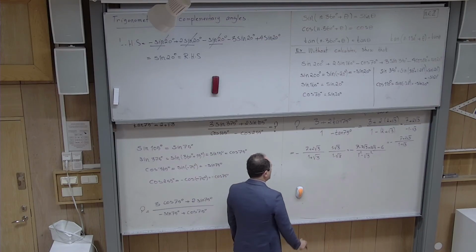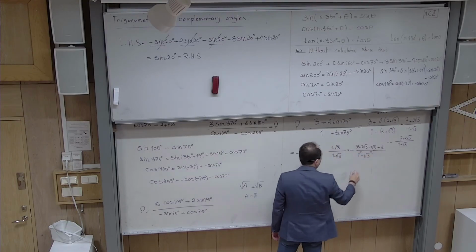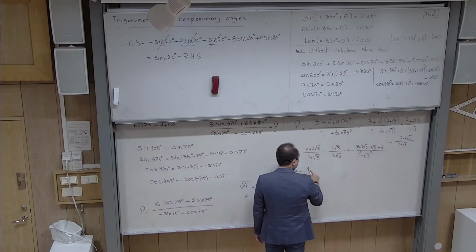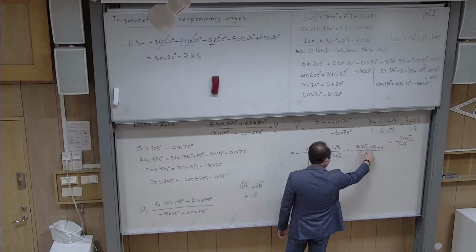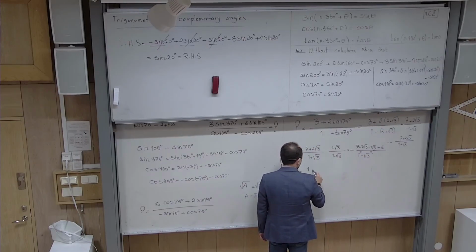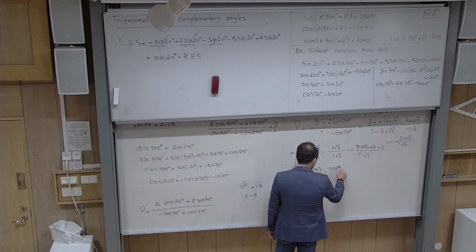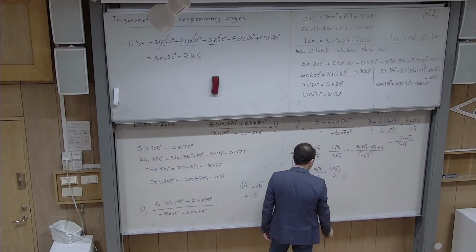So what happens here? This 7 and that 6 becomes 1. And then minus 7 square root of 3 plus 2 square root of 3 is how much? It is minus 5 square root of 3, divided by 1 minus 3. So this becomes minus 2, and I write it here, so it becomes minus 5 square root of 3 divided by 2.